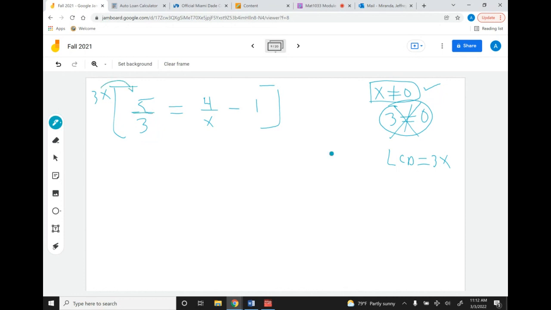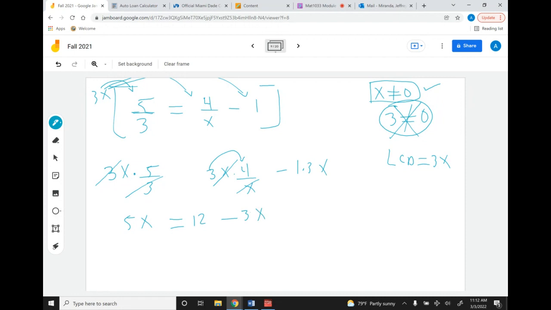I'm going to multiply term by term. So I'm going to have 3x times 5/x. That cancels. What's left is 5x equals, then I move to the other side. On the other side, I'm going to have 3x times 4/x. This time the x cancels. 4 times 3 is 12. Minus 1 times 3x is just minus 3x.